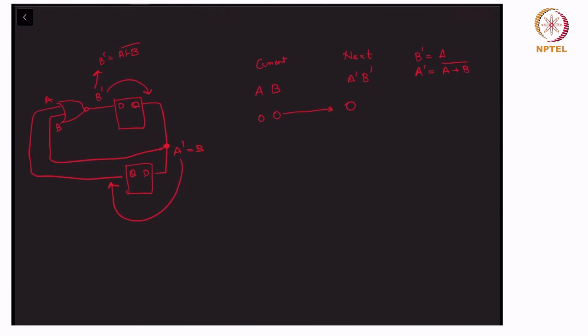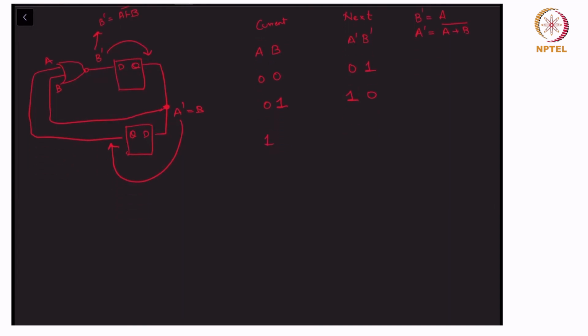So if we just work it out, for 0, 0, the next state is going to be 0 1. So for the current state of 0 1, the next state is going to be 1 and then 1, right? 1 and then 0, because yeah, 1 and then 0.